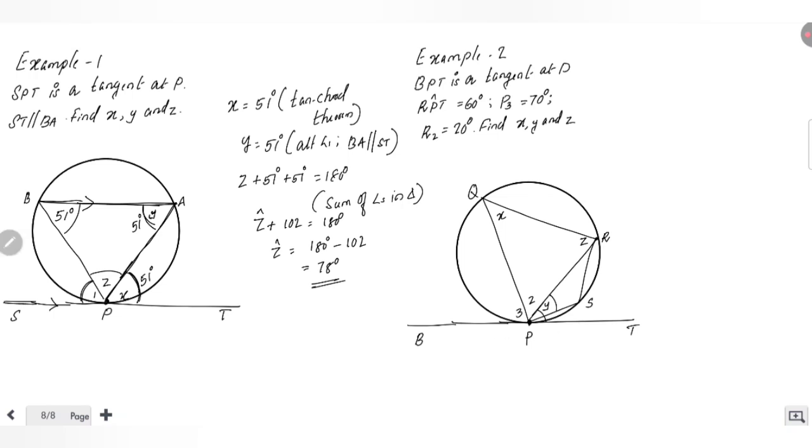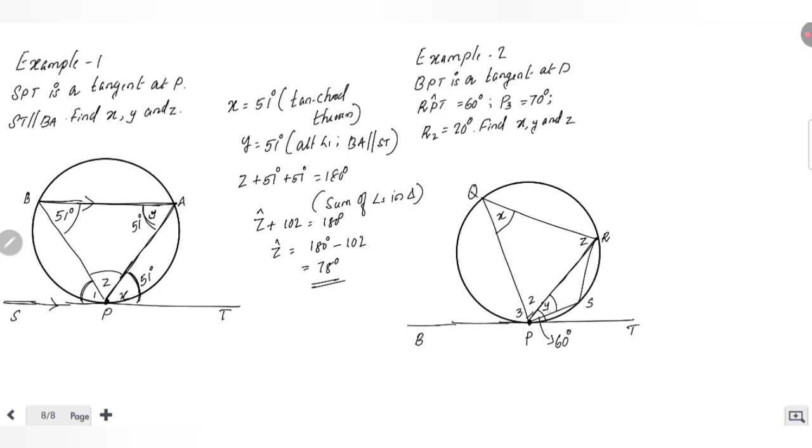PBT is a tangent at P. Okay, I can see that. Then some angles are given. RPT, that is this angle, is 60 degrees. That is the angle between the tangent and chord PR, isn't it? Chord PR is subtending X.